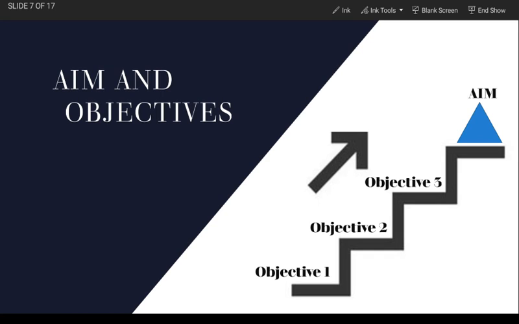Quite a number of students struggle with writing the aims and objectives. They get confused between objectives and research questions. Let us have a look at it.